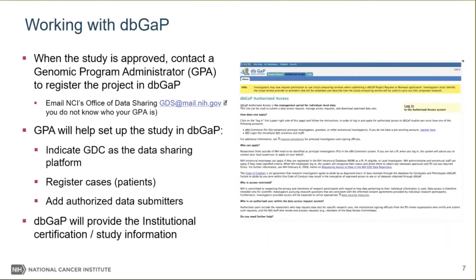Once the study is approved, the next step is to contact the Genomic Program Administrator, or GPA, to register the project in dbGaP. If you don't know who your GPA is, here's an email address you can use to ask. The GPA will help set up the study in dbGaP, and it would indicate that the GDC is the data sharing platform. The patients would be registered in dbGaP so that this is communicated to the GDC, and authorized data submitters would also be communicated to the GDC through dbGaP. dbGaP will also provide additional institutional information about the study.